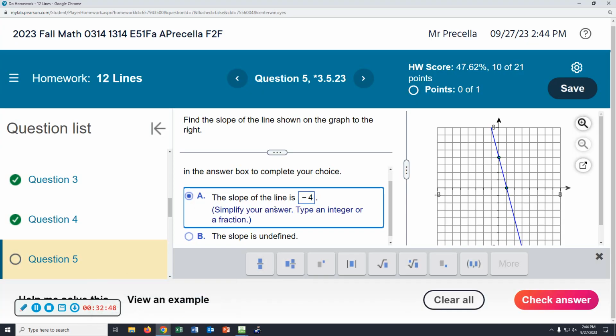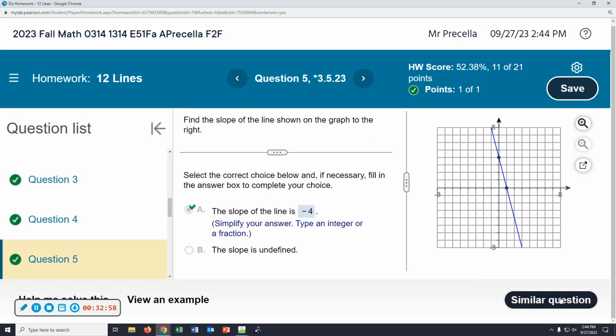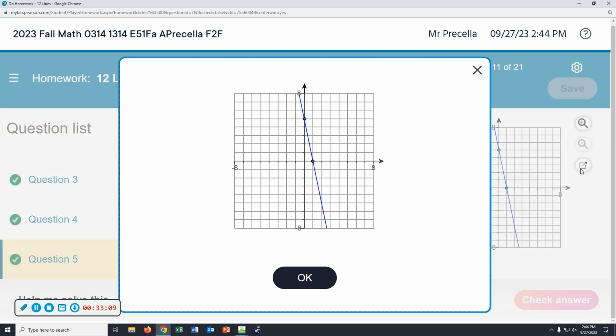Oh wait, well, I haven't even checked. We might be wrong. So we're going to redo number 5. I'm closing this out and I'm going to say similar question. You can do that. You get similar questions even if you got them right. But it doesn't look any different, does it?